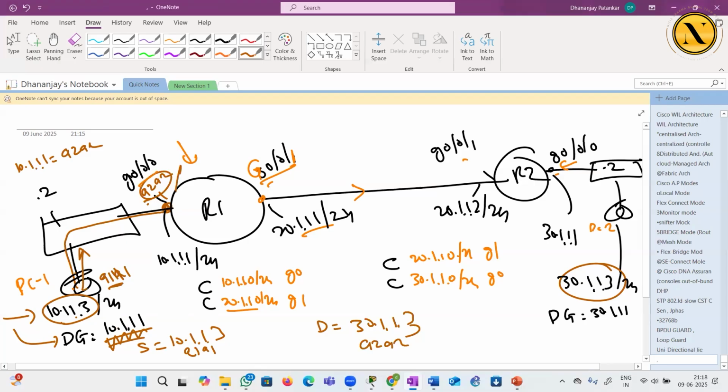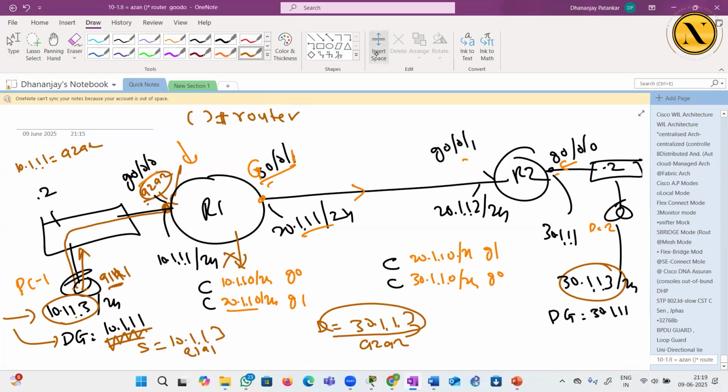Packet will come here. So it is going to look at the destination IP address. What is it? 31.3. It will check its routing table. No entry. So it will drop the packet. Got it? So what you are going to do is you go on the routers in global mode and simply configure a small routing protocol. Okay, you can configure static routing.